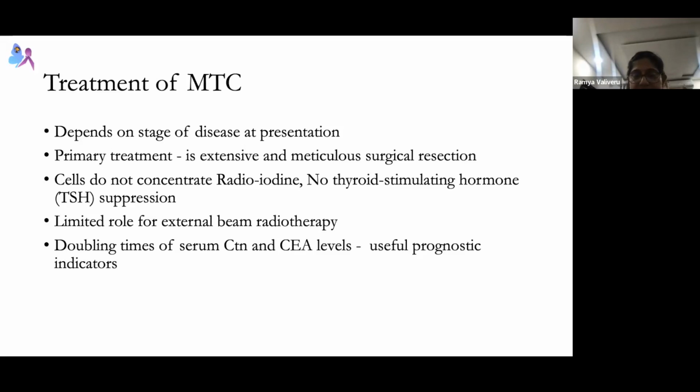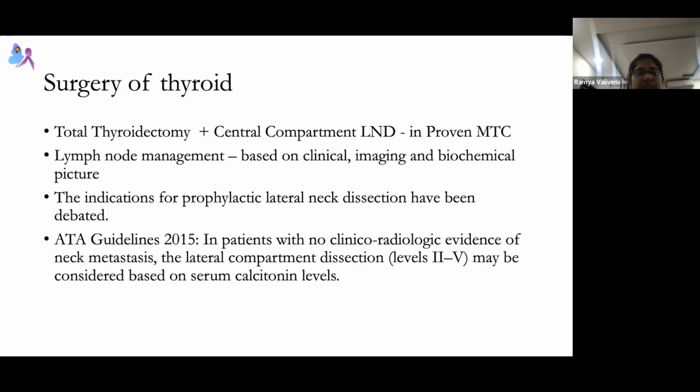Doubling times of calcitonin and CEA are very important prognostic factors, and surgery always has to be one step ahead, like one echelon higher. If it is involving the thyroid, do central compartment dissection. If it is involving central nodes, do lateral neck dissection, something like that. Lymph node management is based upon the clinical, imaging, and biochemical picture, and there are various methods that each one follows. The indications of prophylactic lateral neck dissection have been debated. But still, I think it is better to overtreat in MTC than in PTC. In MTC, it's important.